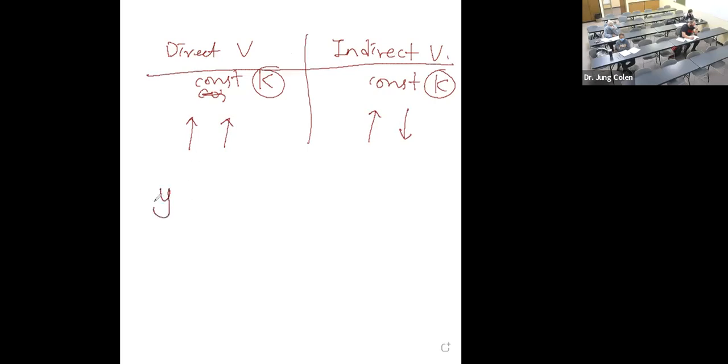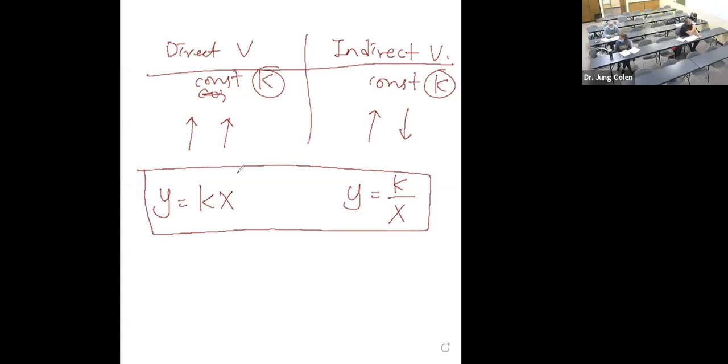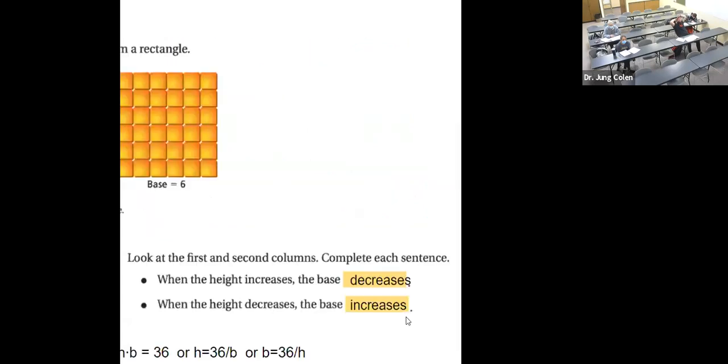So direct variation, we can have y is equal to kx, where k is the constant, right? Indirect variation, how can we find it? K is constant, it's still there, but one goes up and the other one has to go down. So that x goes to the denominator. Okay, that is the indirect variation. So you can use this form for direct variation and indirect variation.